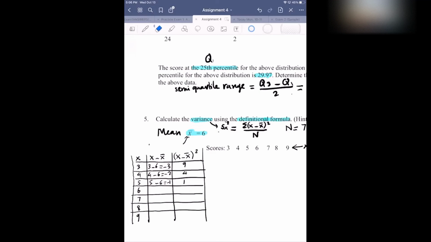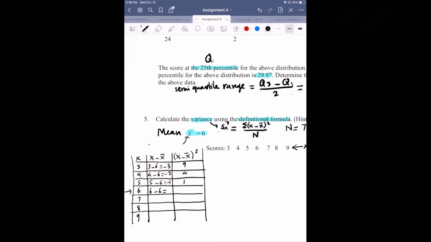The next one is number 6. 6 minus 6 is what? How about Jennifer? Can you tell me? Number 6. Jennifer? Is Jennifer here? How about Alexander? 6 minus 6, you said? Yeah, 6 minus 6 is what? 0. All right, and then 0 squared is what?